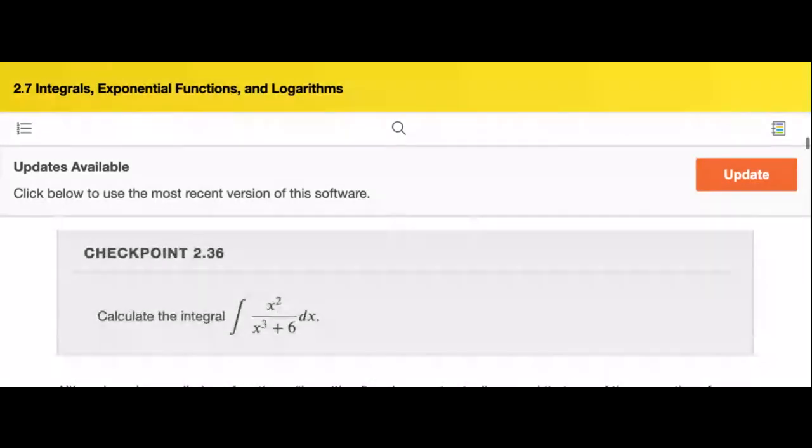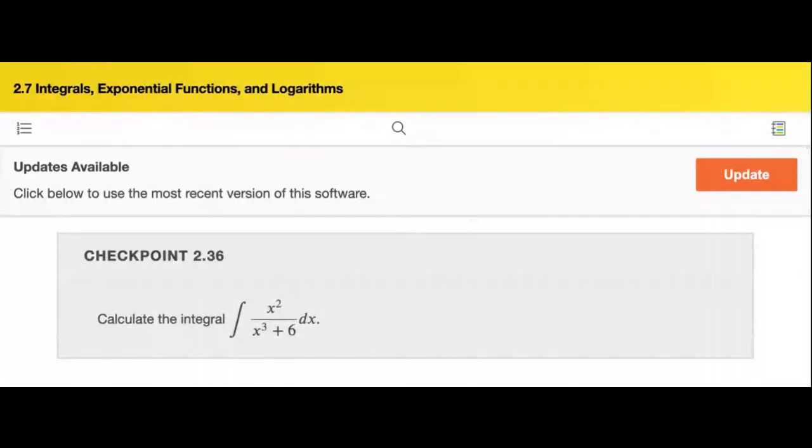All right, keep going. All right, why don't you all try this? 2.36.